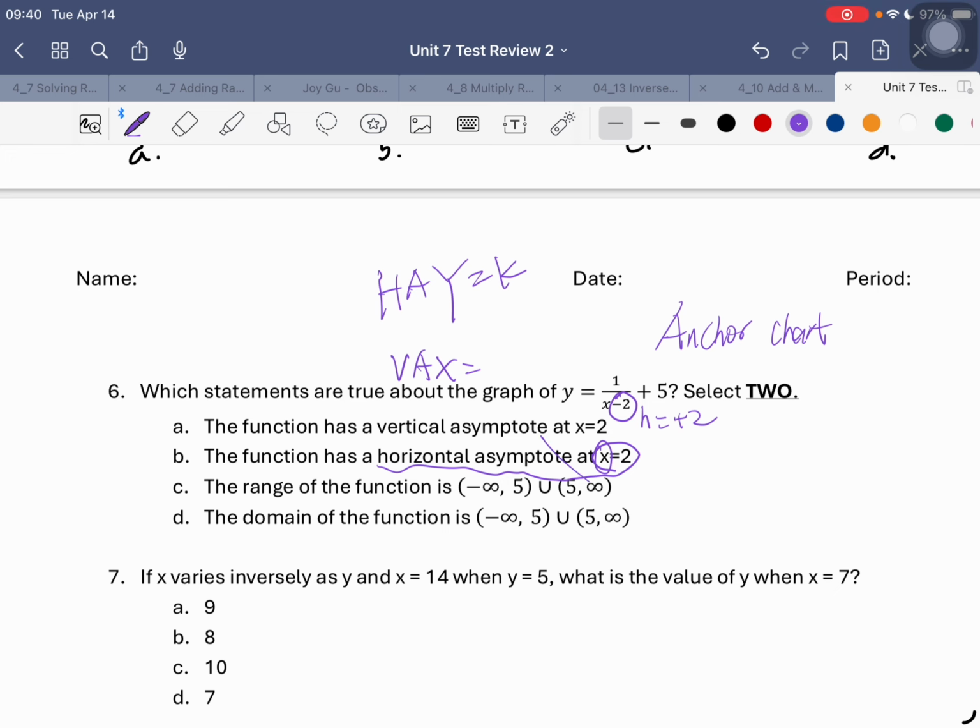And then let's look at C. C, the range. Range is about k. So let's look at k. K is +5. Oh, it is correct. So A and C is correct. Domain is about h. No, h should be 2. So D is not correct. So your correct answer should be A and C.